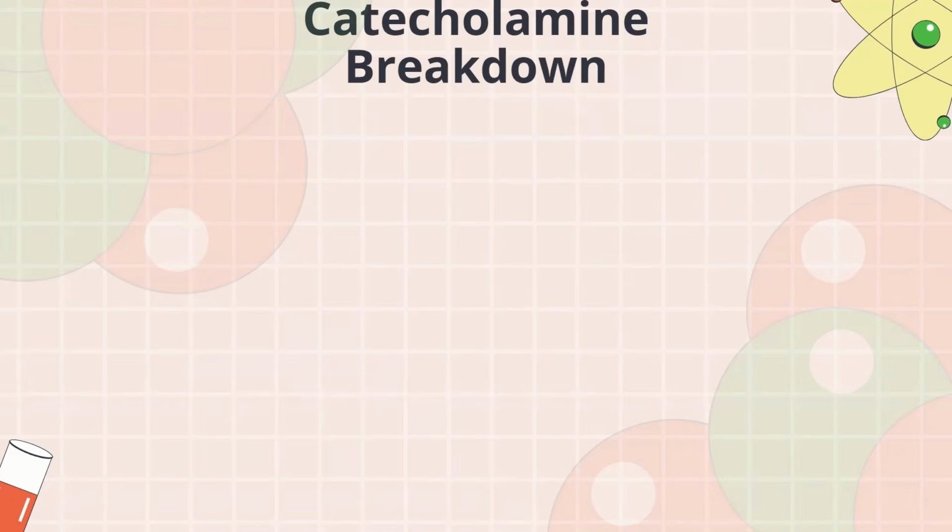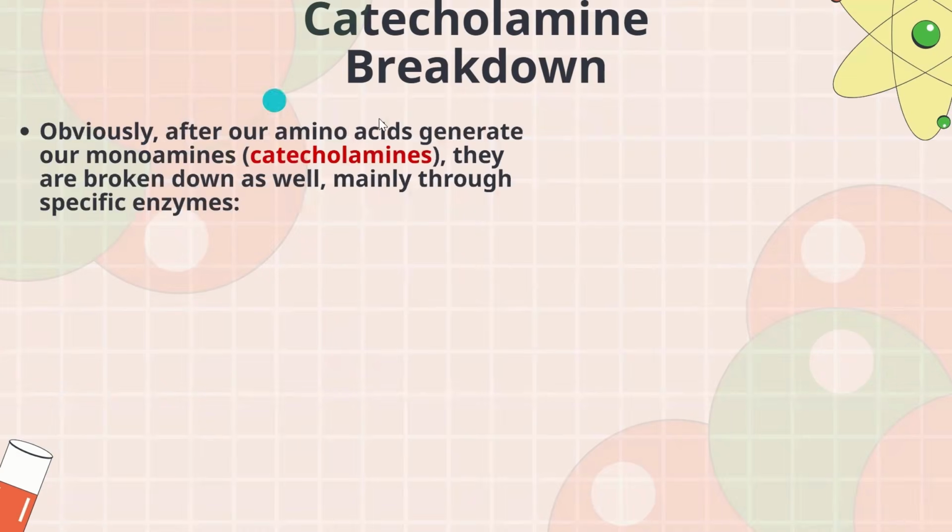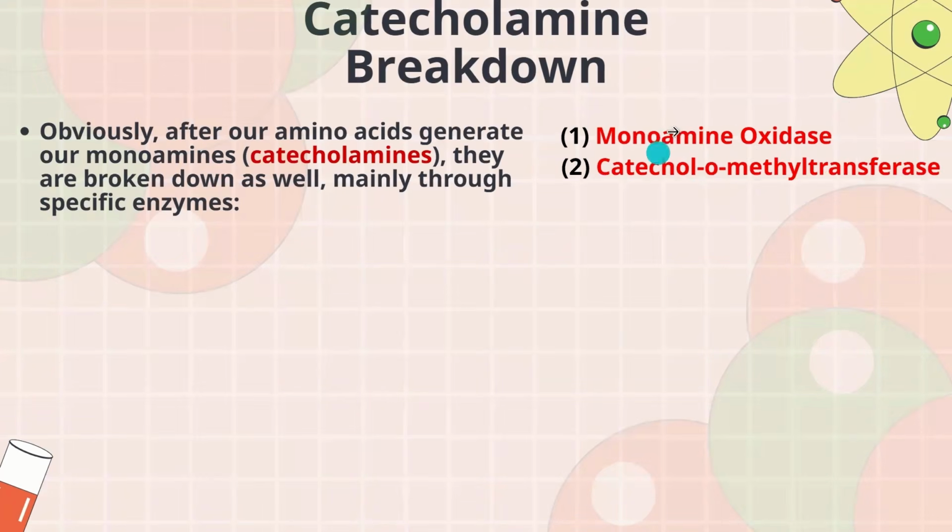They are broken down through specific enzymes, and these enzymes are both monoamine oxidase and catechol-O-methyltransferase. For those who were really tryhards on ERP, you might still remember this, because these are two important enzymes for breaking down catecholamines. You might remember vanillylmandelic acid, right? And basically this is through here.